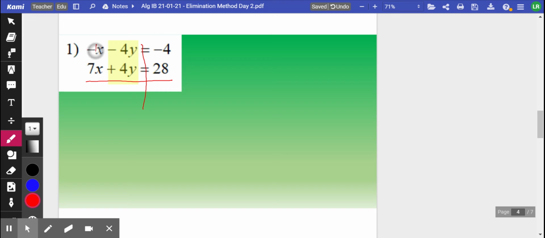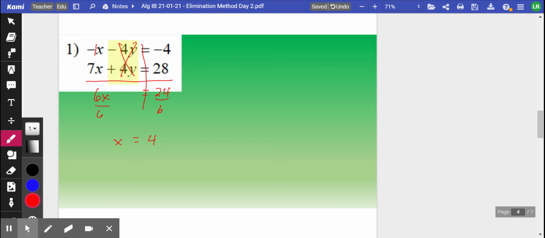Okay, so negative 1x plus 7x is 6x. Negative 4y plus 4y is 0. Negative 4 plus 28 is 24. And I have my first equation to solve. Finish him. And I get x equals 4.